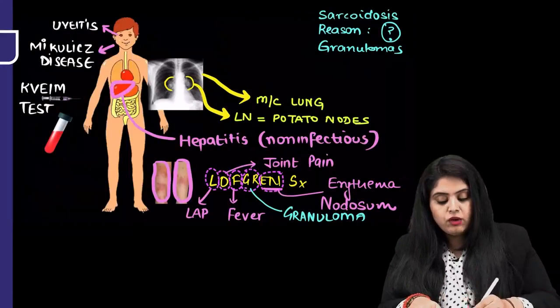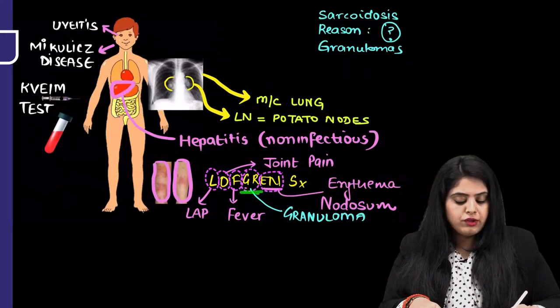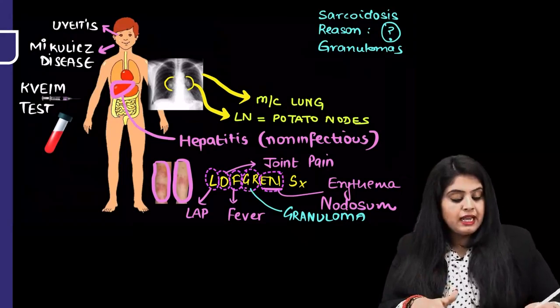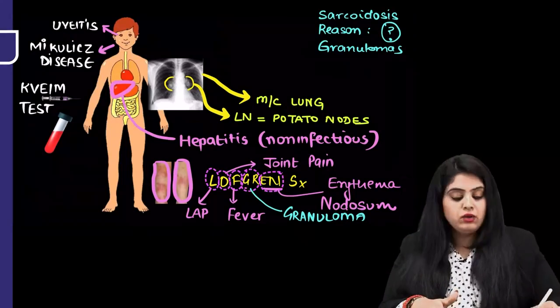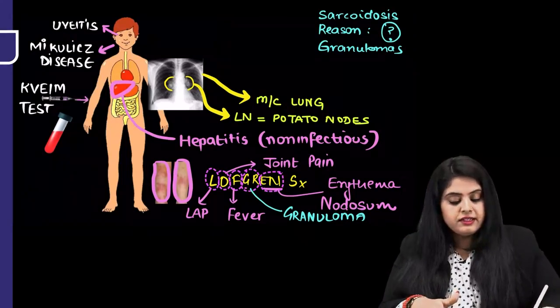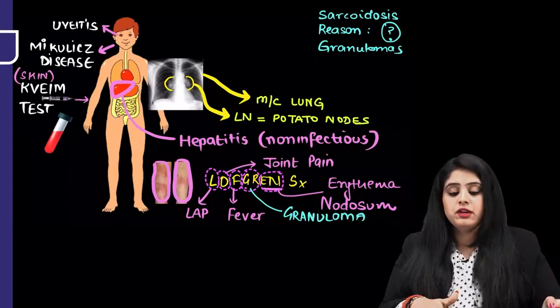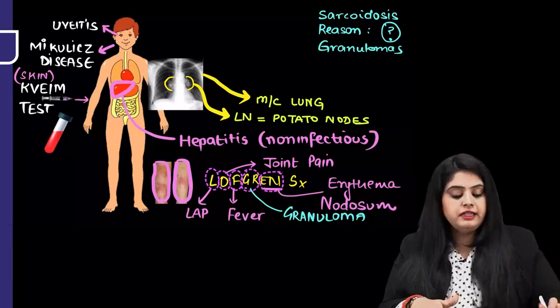So whatever you saw, Lofgren was also a type of sarcoidosis only. So I've told you granuloma will also be seen. Now I can also notice that for the diagnosis, there is a skin test that they are doing. What is the skin test that they are doing? There is a Kveim test that can be done for sarcoidosis. So this needle is indicating a skin test.